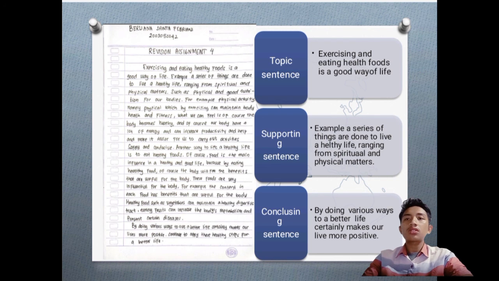For example, a series of things are done to live a healthy life, ranging from spiritual and physical matters, and we can see here that at the end of the paragraph is the concluding sentence. By doing various ways to live a better life certainly makes our life more positive.